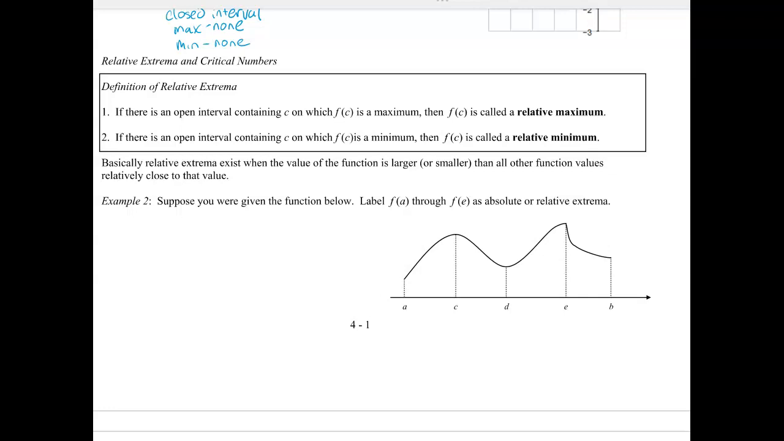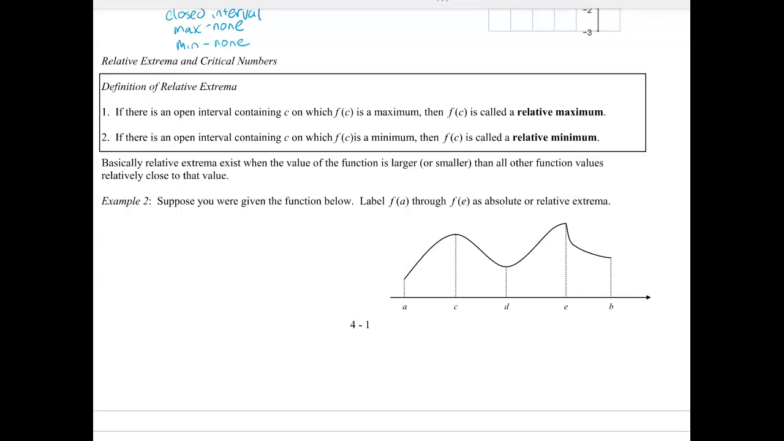Basically, a relative extrema exists where the value of the function is larger or smaller than all of the other function values that are relatively close to it. I just mean, if we zoomed in really, really close, is it going to be the smallest y value or the largest y value?